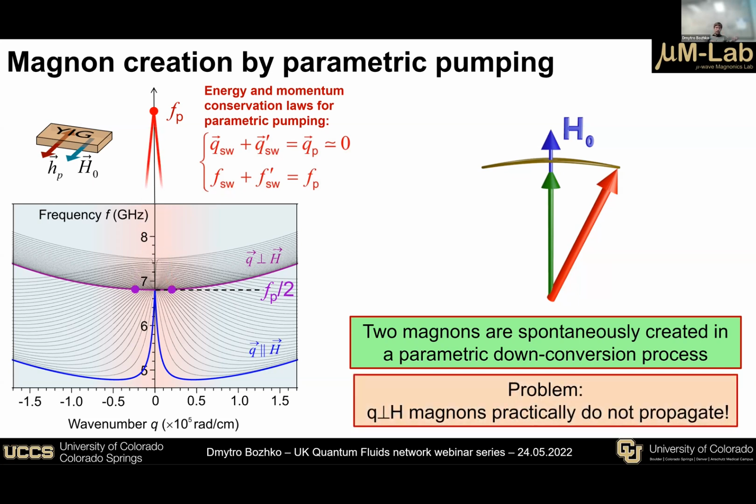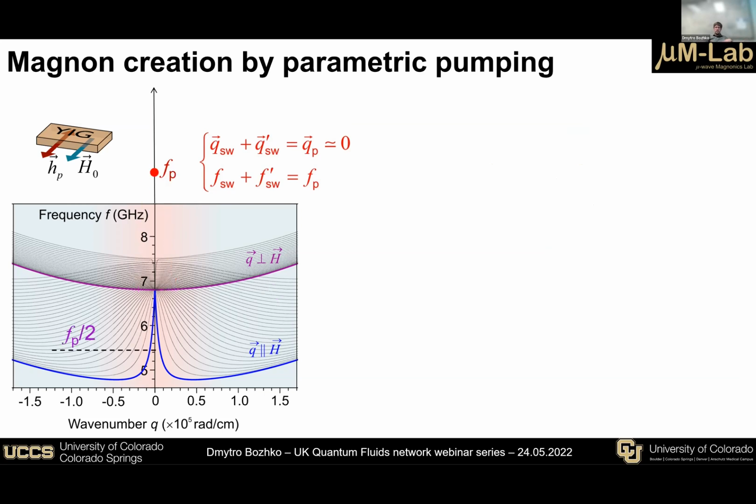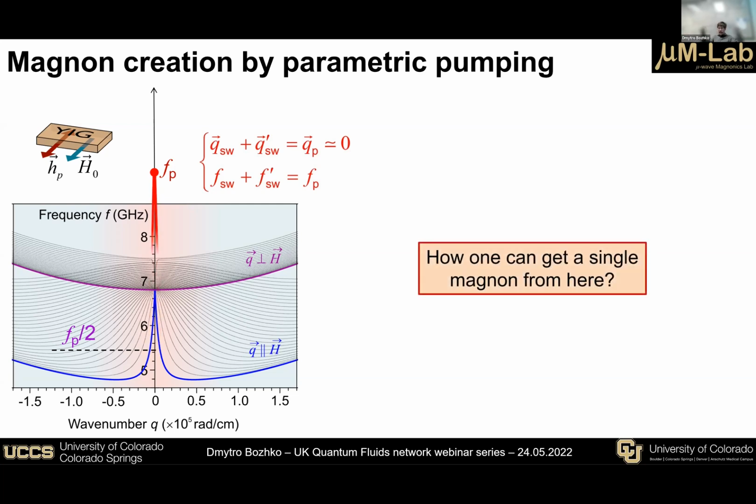The only difference from what I have shown you is that at the perpendicular branch of the magnon spectrum, if you pump it there, those magnons will not propagate and they will stay at the same spot. So we will not be able to separate them anyhow. So for that, I would lower the pumping frequency or increase the field, and then pump into the longitudinal branch, where the group velocity of magnons is high. So these magnons will propagate in opposite directions, and then we'll have two magnons.